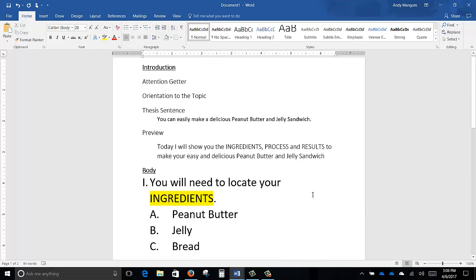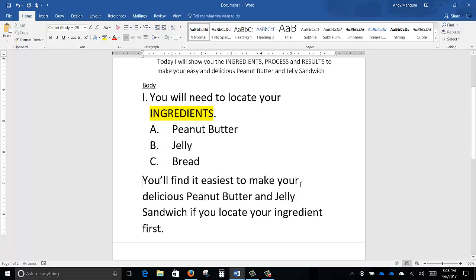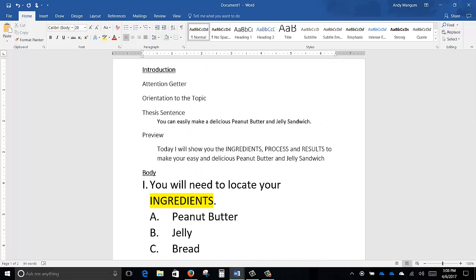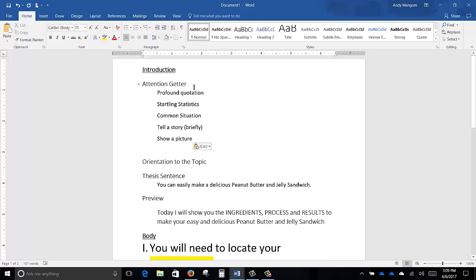But I am now ready that I have developed the full speech. I'm now ready to go back and actually introduce it. You want to get an attention getter, and your book will talk about how to do that in a variety of ways. And so you should consult your book. But some examples of attention getters are profound quotations, startling statistics, a common situation.